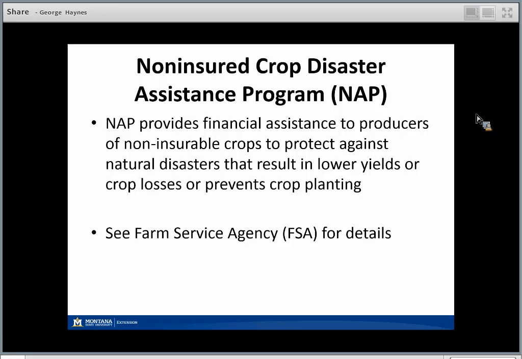NAP provides financial assistance to producers of non-insurable crops. So you can't go buy NAP coverage for wheat or barley or any program crops that are out there. You just can't do that. It protects against natural disasters that result in lower yields or crop losses, or prevents crop planting, prevented planting. All those things are important, but the most important part is these have to be non-insurable crops. If crop insurance programs are available through the Risk Management Agency, you don't qualify for NAP insurance.